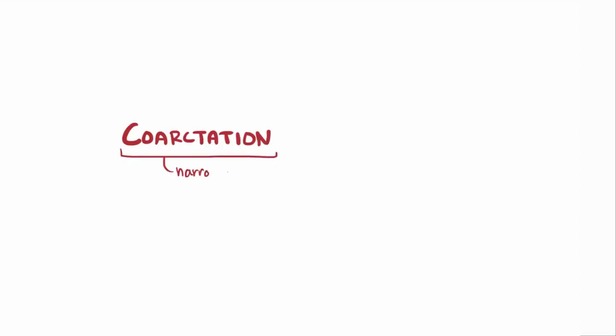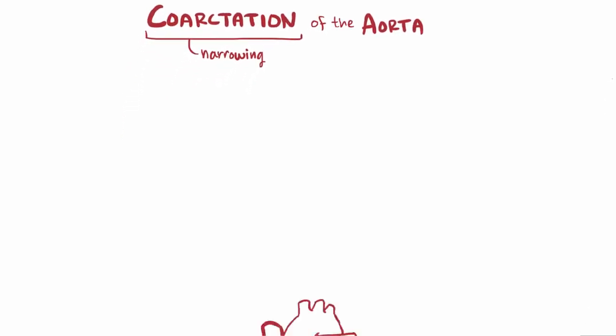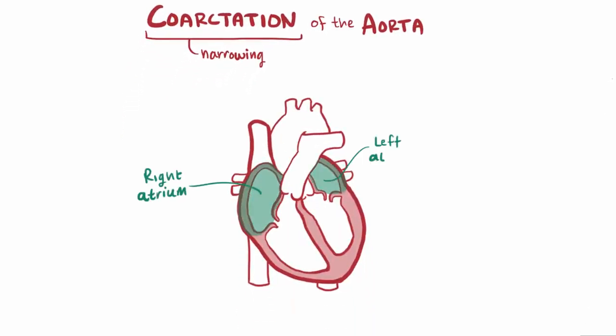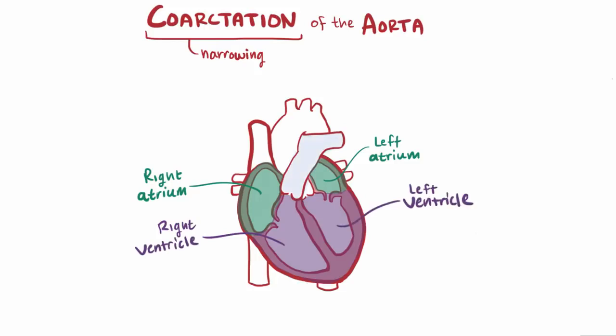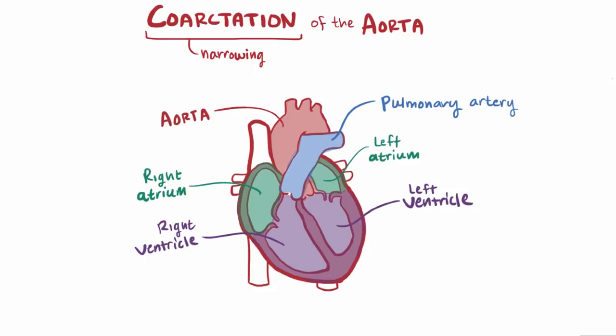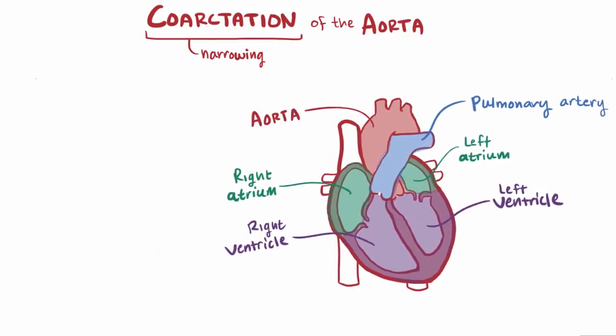Coarctation's a fancy way of saying narrowing. So a coarctation of the aorta means a narrowing of the aorta. If we look at the heart, we've got the right and left atria, the right and left ventricles, the pulmonary artery leaving the right ventricle to the lungs, and the aorta leaving the left ventricle and going to the body. There are two forms of aortic coarctation to be familiar with, an infant form and an adult form.